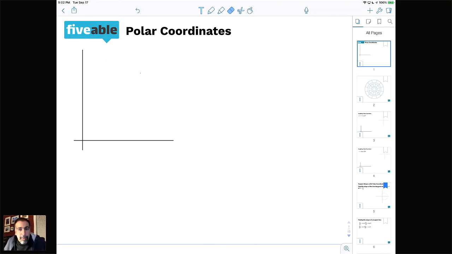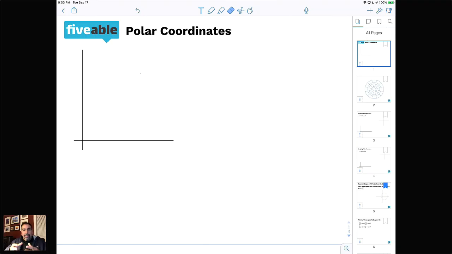When talking about polar coordinates, what we need to do is go back and talk about rectangular coordinates. If you talk to your students about what rectangular coordinates are and you ask, what's a point in rectangular coordinates? That's a question your students are going to think they have the answer to right away, but do they really understand?